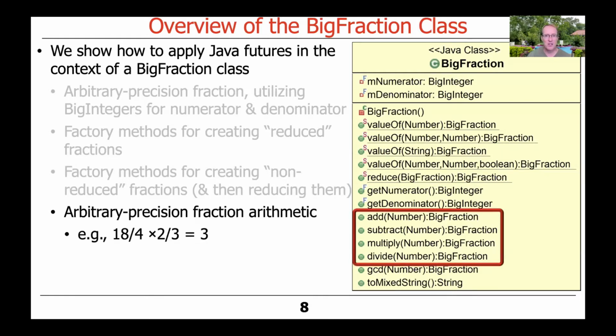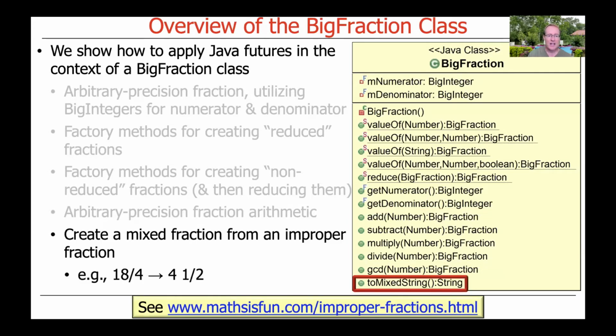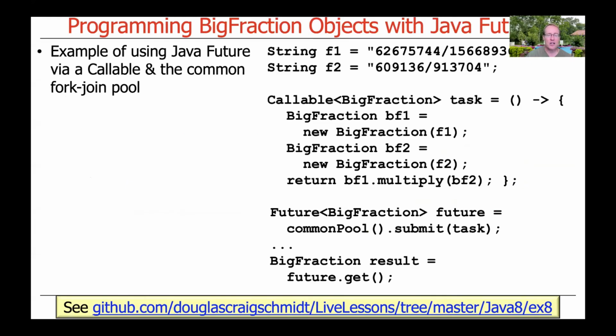There are also methods that do arbitrary precision arithmetic, like multiplication, division, addition, and subtraction, like I'm showing here, where 18/4 times 2/3 equals 3. And then you can also create a mixed fraction from an improper fraction. So if you have an 18/4 improper fraction, you can convert that into a mixed fraction, which would be 4 1/2.